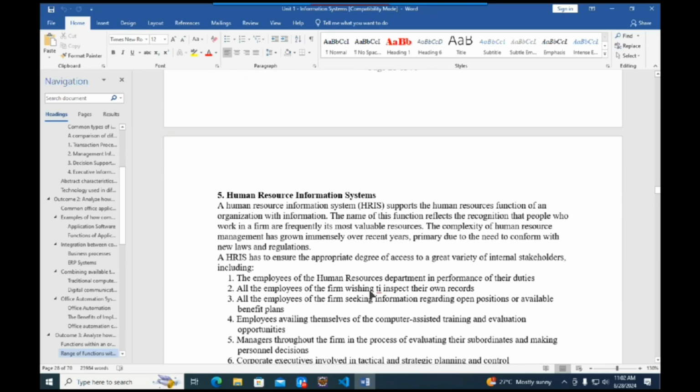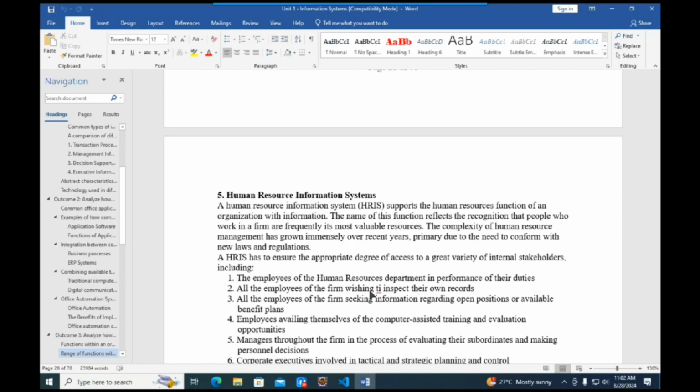Then we have human resources information systems. As I have described earlier, the human resource information system supports the human resource function of an organization. When you look at the name, it already shows you that it deals with the people that are working in that particular company.